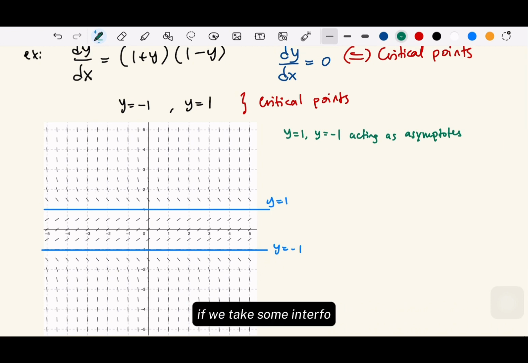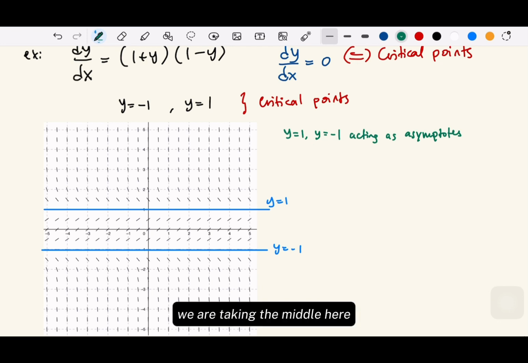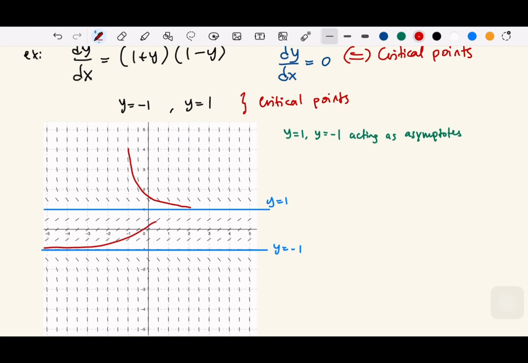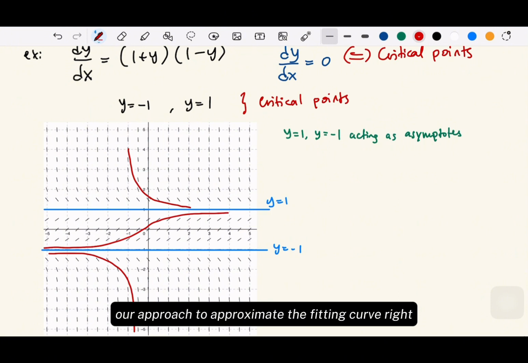So if we take some interval or some approach for a solution curve, we take one here, one in the middle, and one around the curve. Maybe if we take this one here, it will look like that. So it approaches y equals 1 but never crosses y equals 1. Maybe it's not really smooth, but that is okay. And then this one here, and then another one, maybe like that. Although, like I said before, this is our approach to approximate the fitting curve.